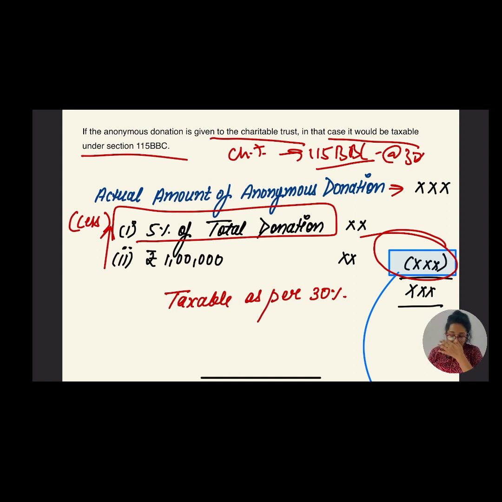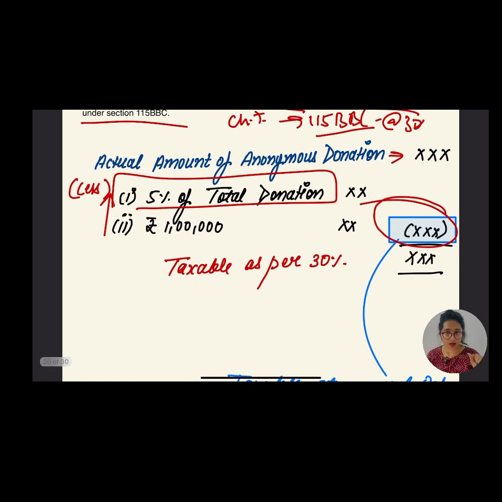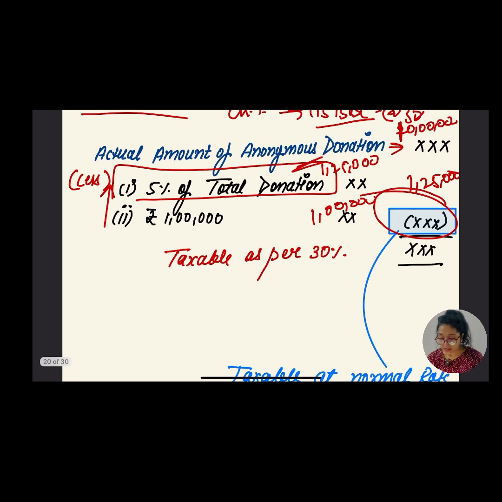So from the actual amount, the higher of 5% of the total income or 1 lakh rupees, whichever is higher. Let's take 1,25,000 as the 5% of total donation received by the trust, and here is 1 lakh. Let's take 20 lakh here. So what is the higher among them? This is 1,25,000, so we are going to take this 1,25,000. And let me take the actual amount as 10 lakh.